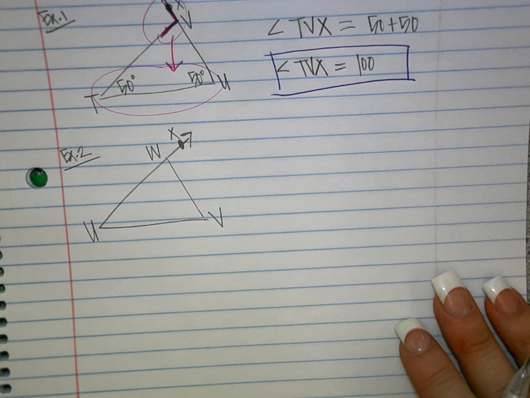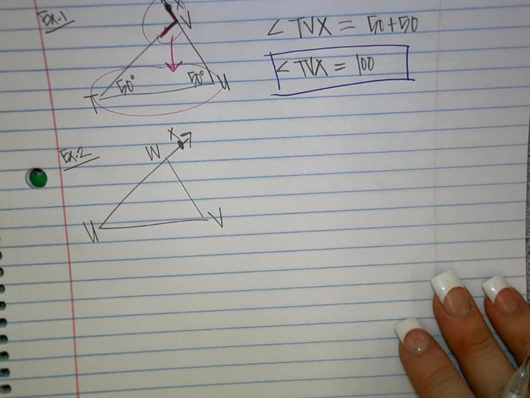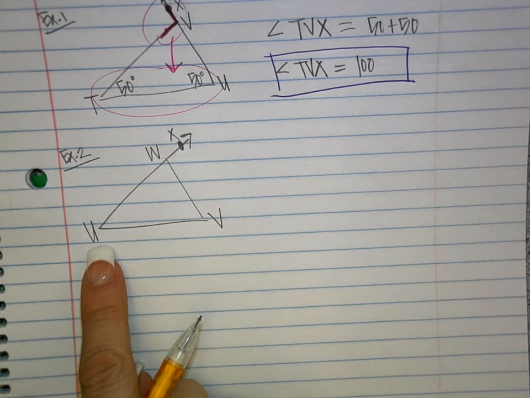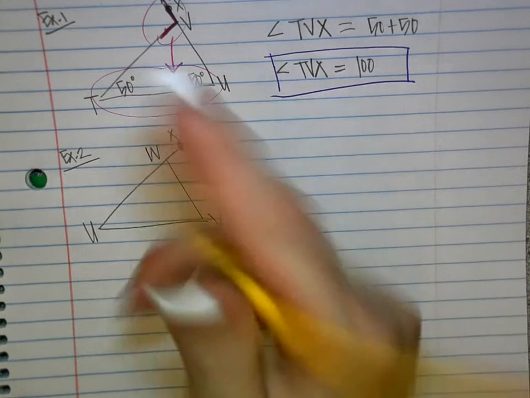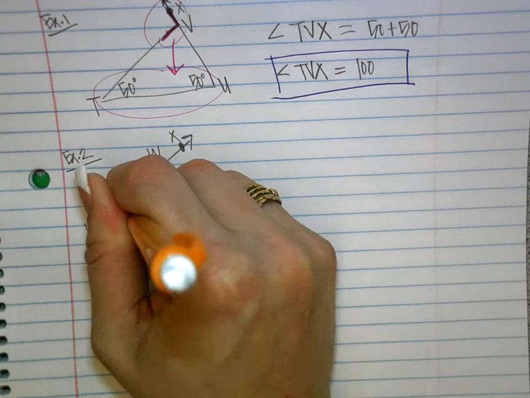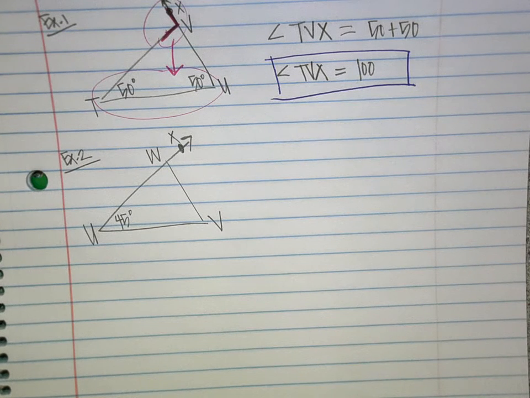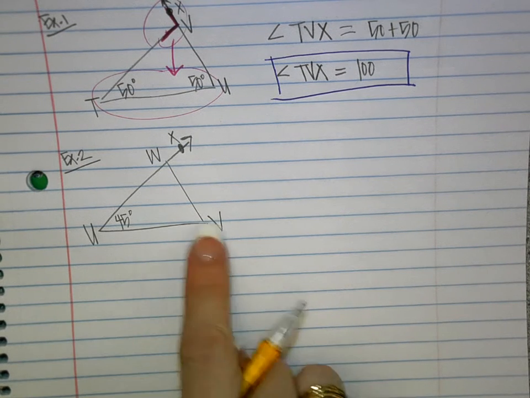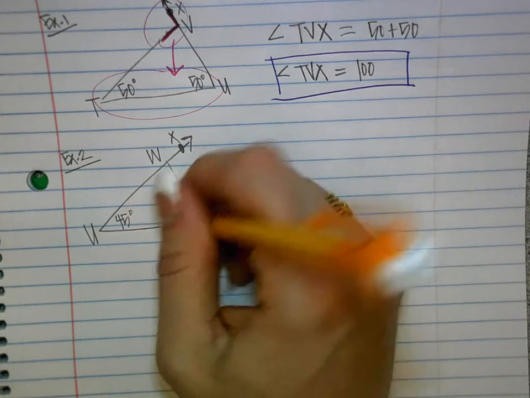Okay, so if I'm going to tell you that angle U is 45 degrees. Angle U is 45 degrees. So look at the corner U. Angle U is right inside it. So this is the 45 degrees. Angle V, over on this side, is 55 degrees.